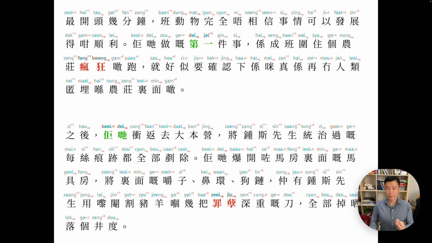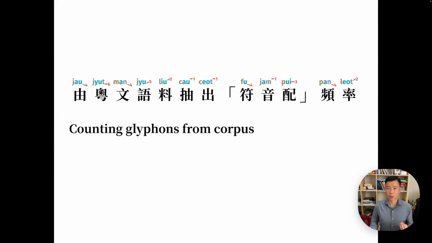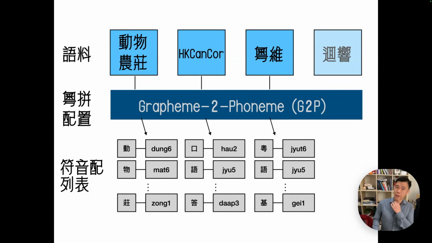If we're going to do that, then we want to know how often we are going to see a particular glyphon. To do that, we would need to count the frequency of it appearing, and that is the basic gist of the project. What we're doing here is taking different kinds of corpora. On the upper left is Animal Farm, a Cantonese translation of Orwell's Animal Farm by Thomas Choi. Hong Kong Cancor, HK Cancor, is a transcript made in the late 90s by Professor Luke.